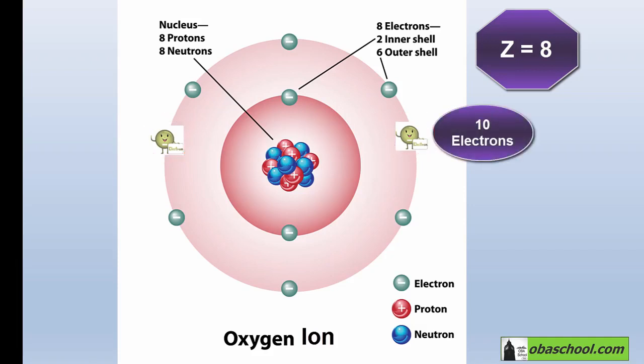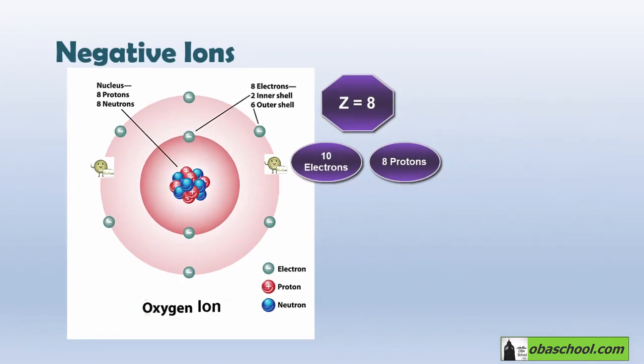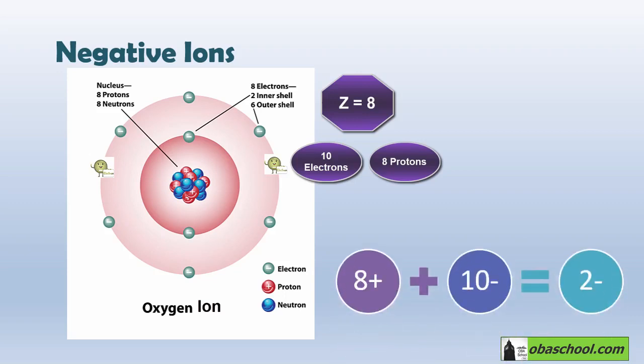However, the number of protons of any element won't change, and thus the number of protons of this oxygen ion is 8. So we have 8 protons and 10 electrons in this oxygen ion. The overall charge of this ion will be 8 plus 10 minus, which is 2 minus. So the oxygen ion holds a 2 minus charge, and thus the formula of the ion will be O, which is the symbol of oxygen, and here we will write 2 minus.